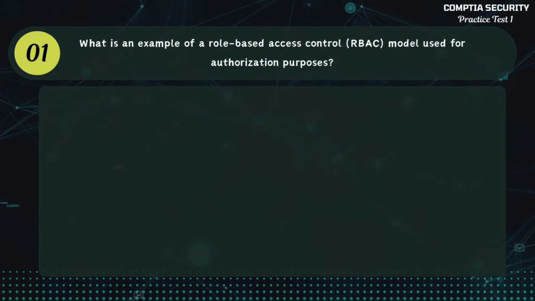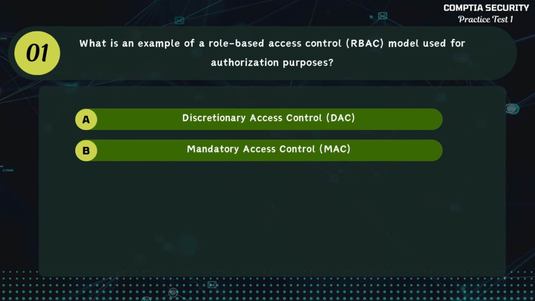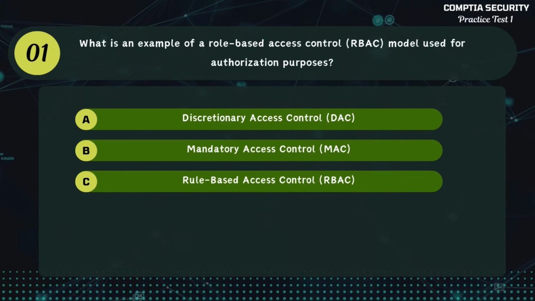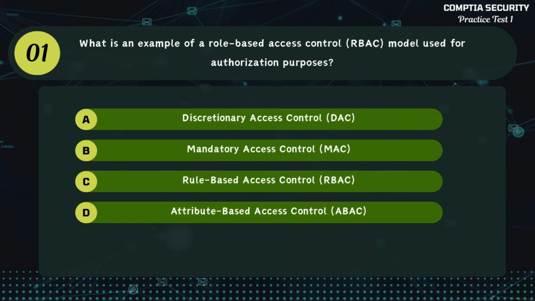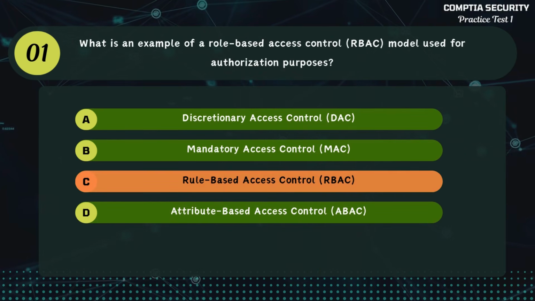Question 1. What is an example of a role-based access control model used for authorization purposes? A. Discretionary access control. B. Mandatory access control. C. Rule-based access control. D. Attribute-based access control. Correct answer C. Rule-based access control.